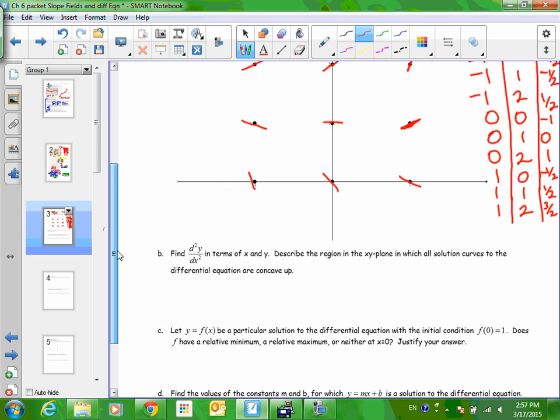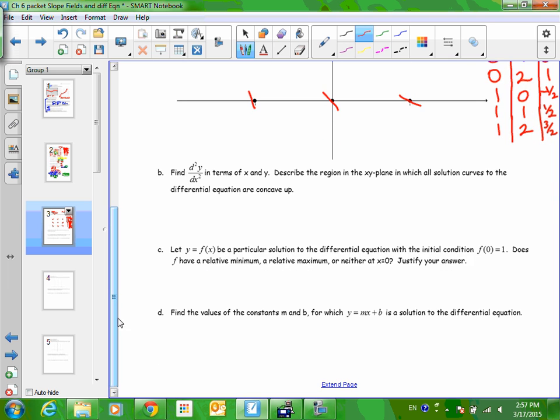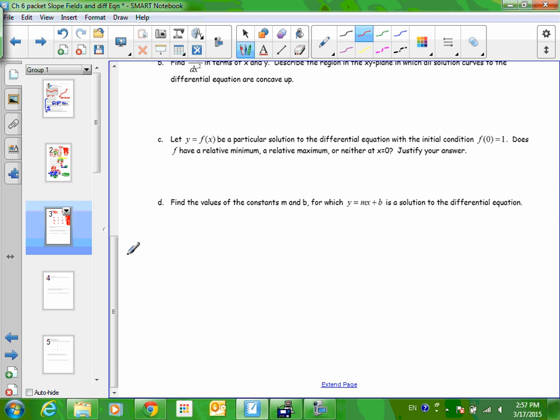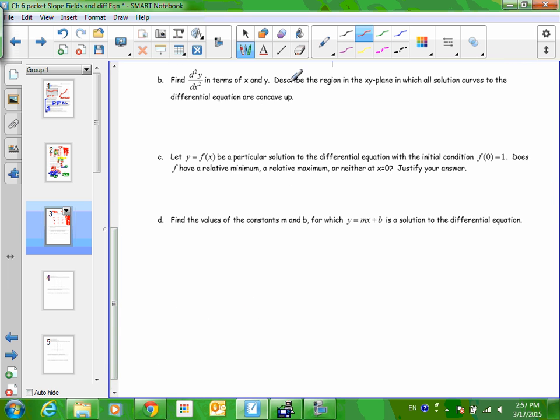Okay, now to do part B, it's going to get a little bit more challenging. So d squared y over dx squared. What is that telling us to do? The second derivative. So the second derivative is going to be the derivative of the first derivative. Remember, I'm just going to write it up here. It was 1/2 x plus y minus 1. That was the first derivative.